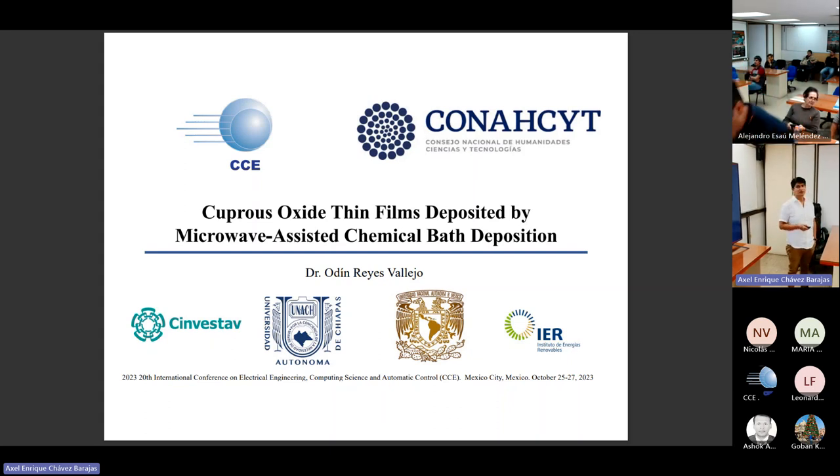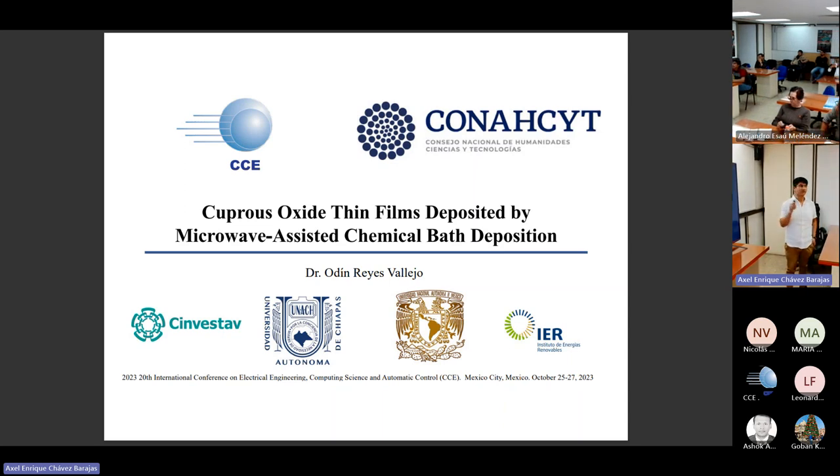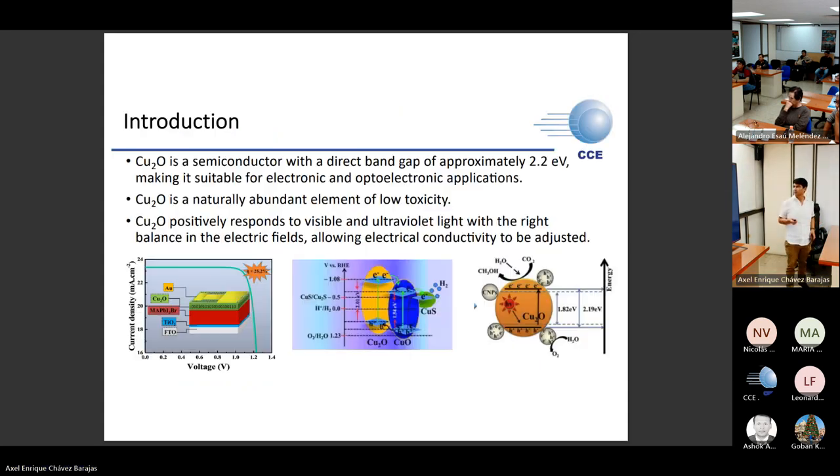And well, this is part of a work I did 3 or 4 years ago in my PhD. So sorry if I forgot some specific tools of this. But well, this is the first report of this kind. Previously, I worked with cupric oxide thin film deposition, but with conventional chemical bath deposition. This is a convection process in a liquid state.